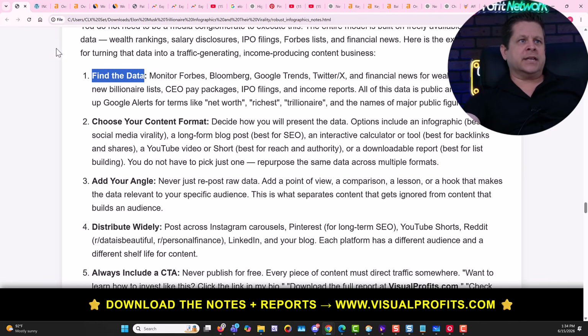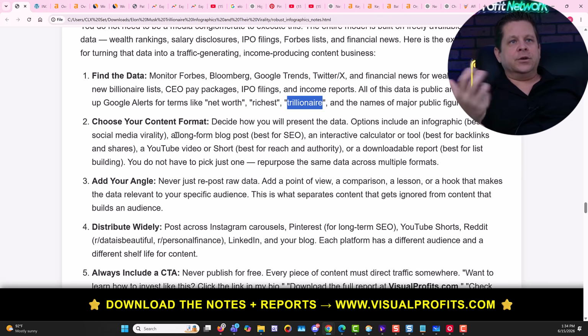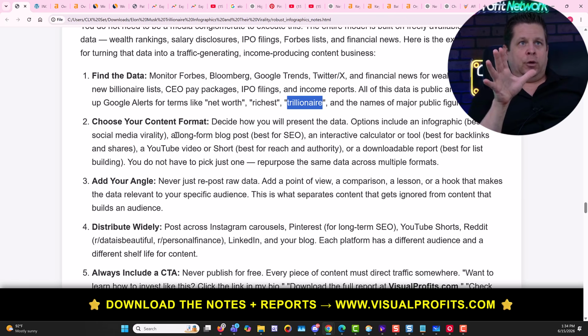So what we can do is set up Google Alerts or feeds for terms like net worth, richest, trillionaire, and the names of public figures. You probably want to do billionaire because trillionaire is only going to have one, right? Then we're going to choose our content format. What I would do is start with an infographic, like the one I showed you earlier that I put on Facebook.